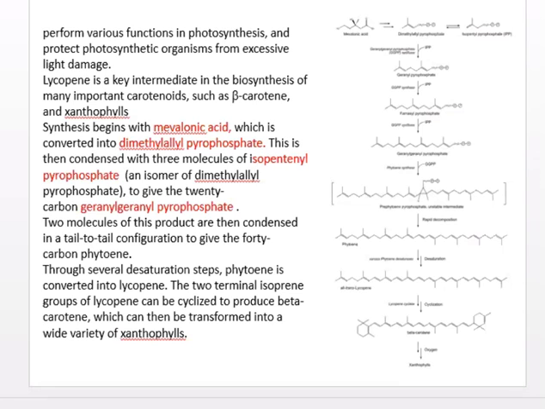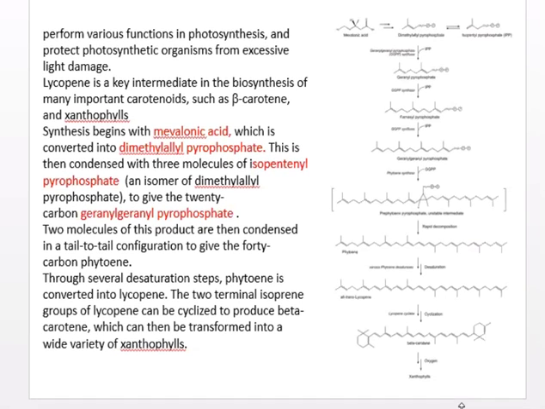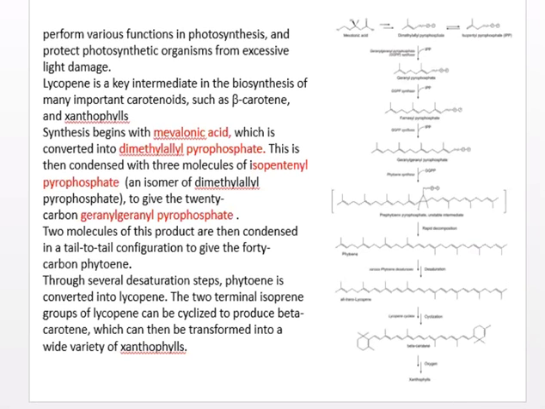Through several desaturation steps, phytoene is converted into lycopene. The two terminal isoprene groups of the lycopene can be cyclized to produce carotene, which can be transformed into a wide variety of xanthophylls.